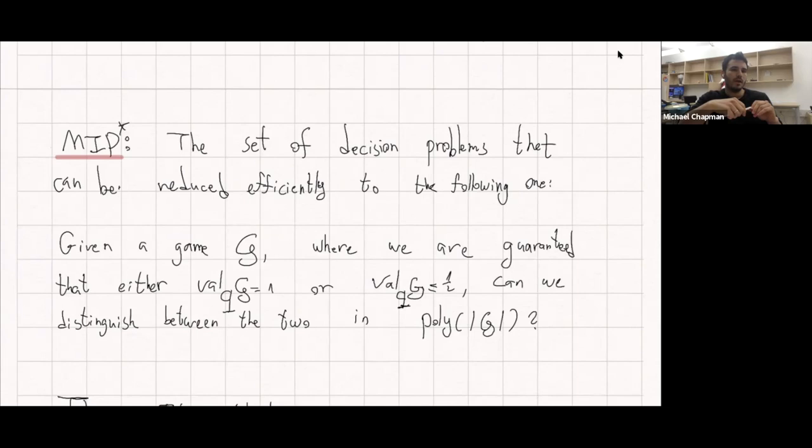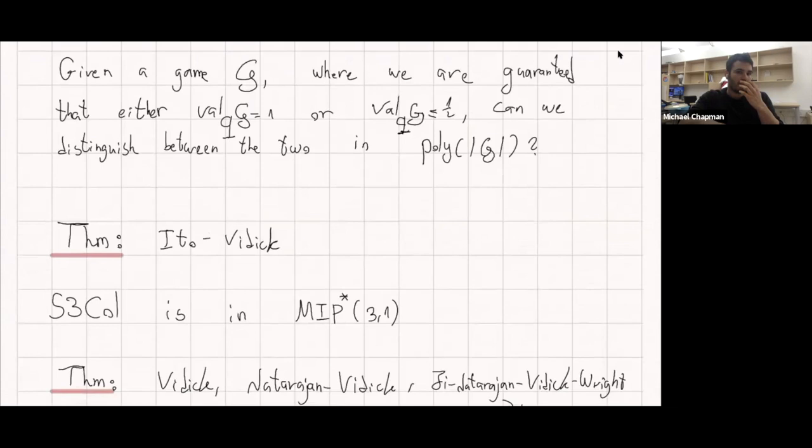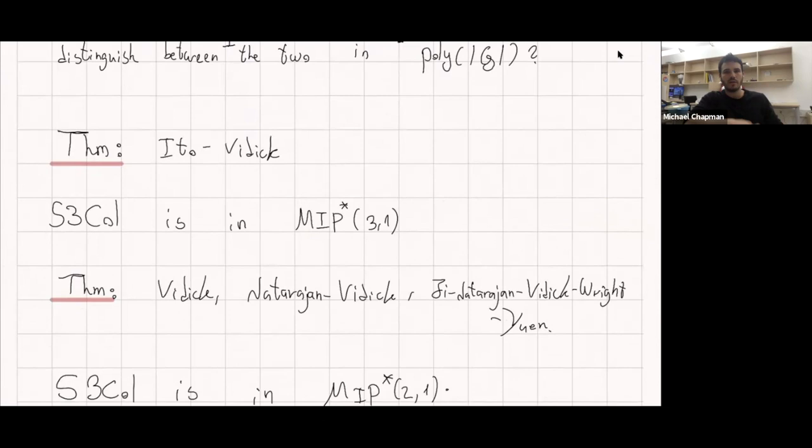Okay. Now, in a series of papers that started with a paper by Ito and Vidick from 2012, it was shown that also succinct free coloring is in MIP* 3-1. So it just means that you play the game instead with two players, with three players. This was what the three means here.